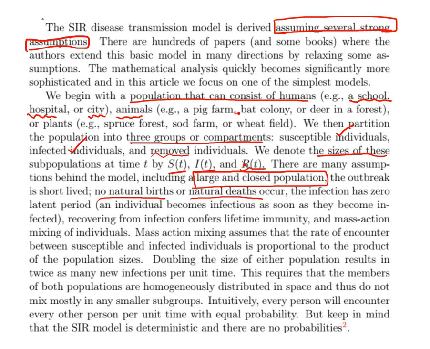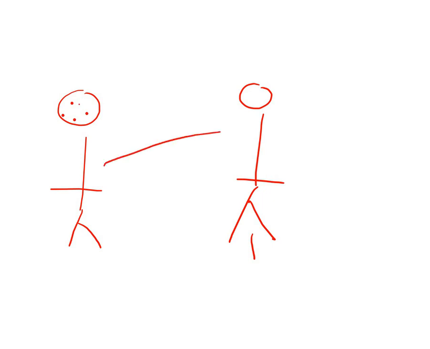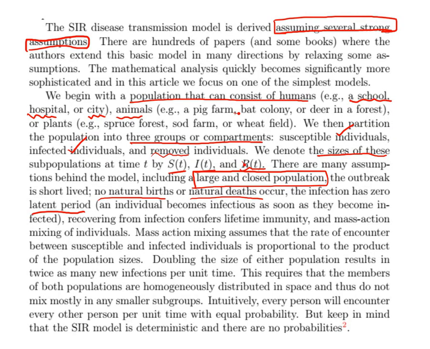And the infection has a zero latent period. When we talk about a latent period, we simply say, look, I have the disease, and you get into contact with me, and immediately you also contract the disease. There is no time for you to go home and start feeling hot, with a high temperature. No, there is no time for that. The moment you get into contact, you also have the disease. So there is no latent period. An individual becomes infectious as soon as they become infected.